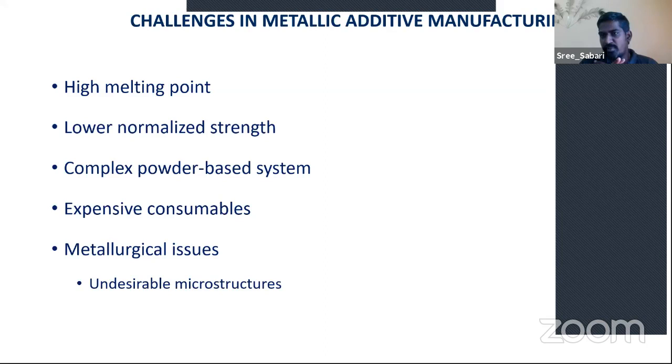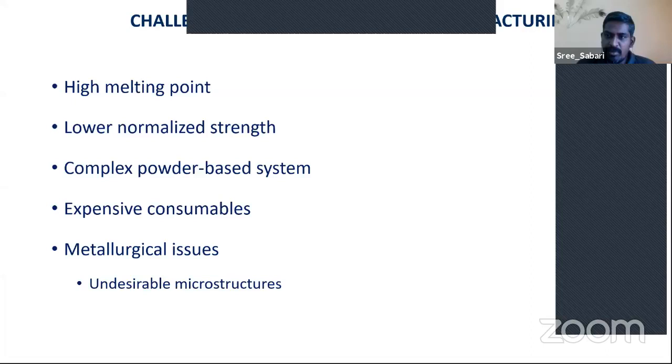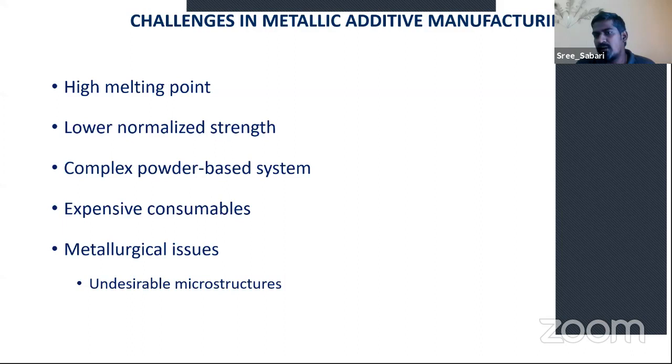Again, I'm talking about the powder based systems, because if you take 1 kilogram of aluminium material, it's around 600 rupees in a bulk form, in a solid form. But if you are getting 1 kilogram of aluminium in a powder form, for example, at a micron level, it may be 6,000, or if it is in a nano size, it may be 60,000. So the cost of a bulk material and the cost of the powder form are totally different things. So there are expensive consumables.